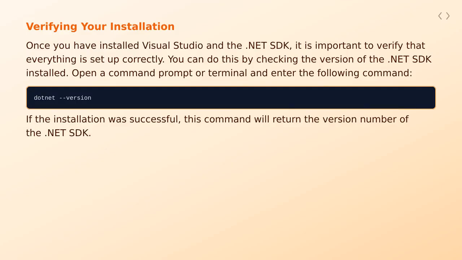Next, verifying your installation. Once you have installed Visual Studio and the .NET SDK, it's important to verify that everything is set up correctly. You can do this by checking the version of the .NET SDK installed. Open a command prompt or terminal and enter the following command. See the example on this slide. Pause if you want to study the details. If the installation was successful, this command will return the version number of the .NET SDK.